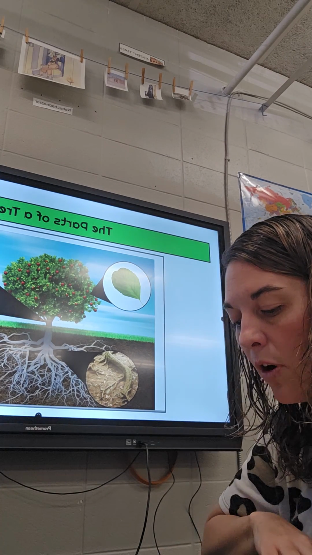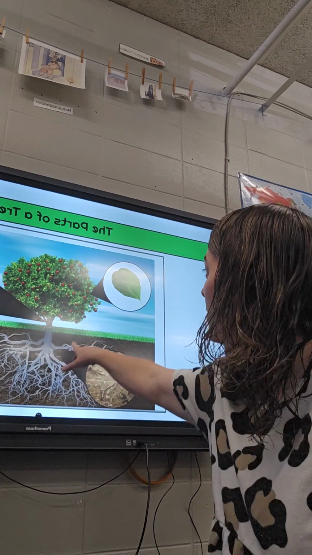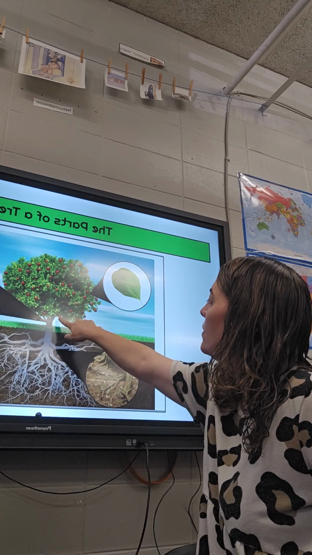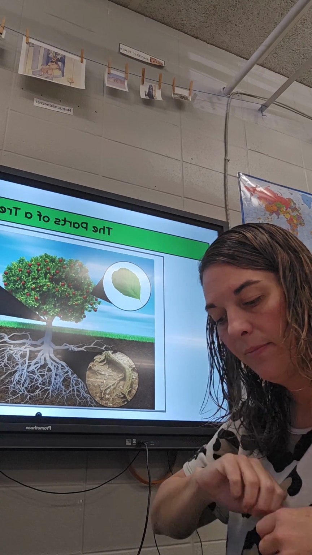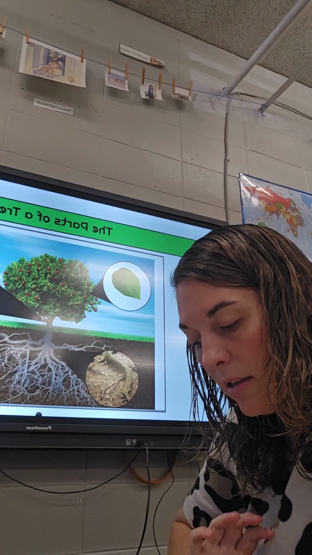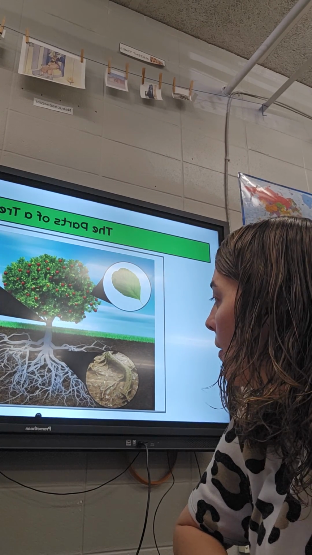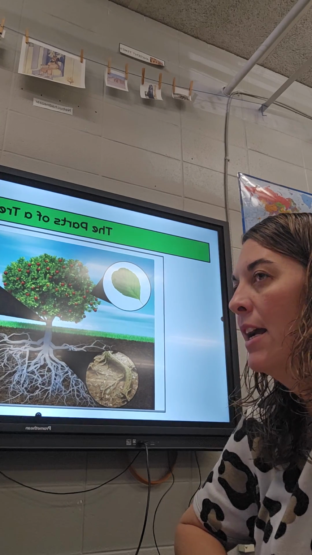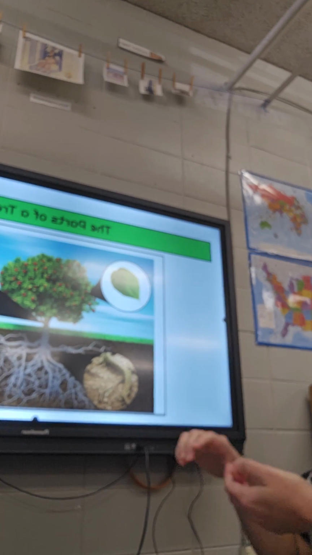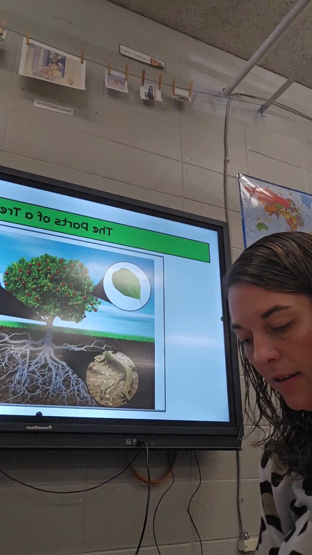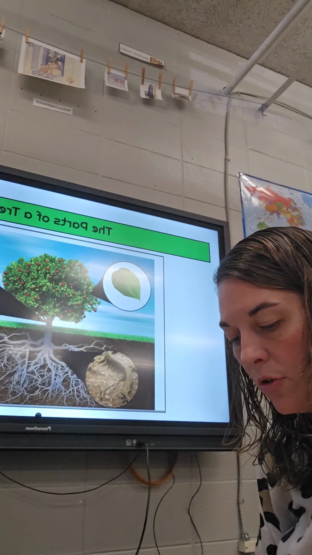All right, tree leaves grow on the branches. So do you see the tree leaves right here growing off of the branches? The roots hold the tree in the ground. Where are the roots? In the ground, in the dirt. Can you point to it? Good job.